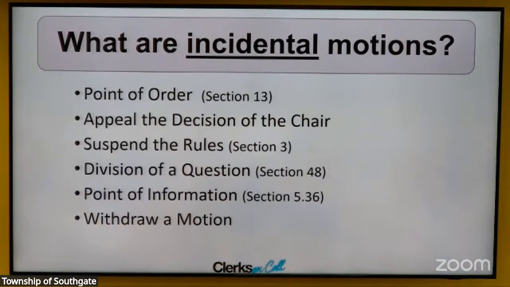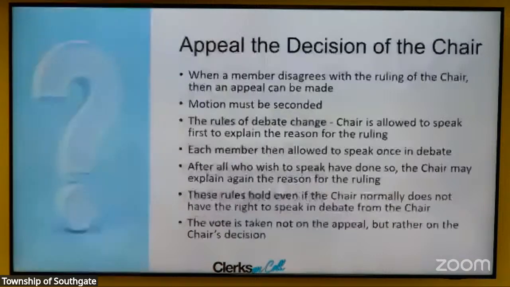Incidental motions are a class of motions relating to the pending business in such a way that it must be decided immediately before any other business intervenes. And we've only listed on the slide the main ones that I think most of us would use or come across in your meetings. Again, we've already reviewed some of them, but these are a couple that warrant further consideration. And the first one is appeal the decision of the chair.